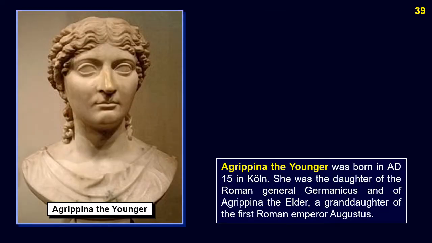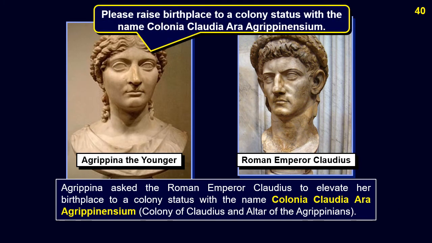Agrippina the Younger was born in AD 15 in Köln. She was the daughter of the Roman general Germanicus and of Agrippina the Elder, a granddaughter of the first Roman Emperor Augustus. Agrippina asked the Roman Emperor Claudius to elevate her birthplace to colony status with the name Colonia Claudia Ara Agrippinensium, colony of Claudius and altar of the Agrippinians.